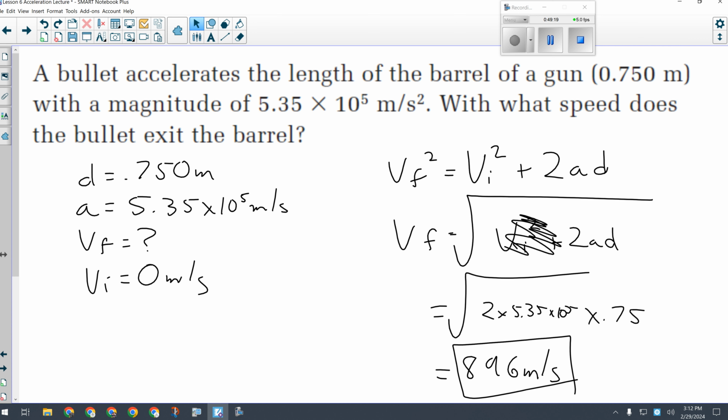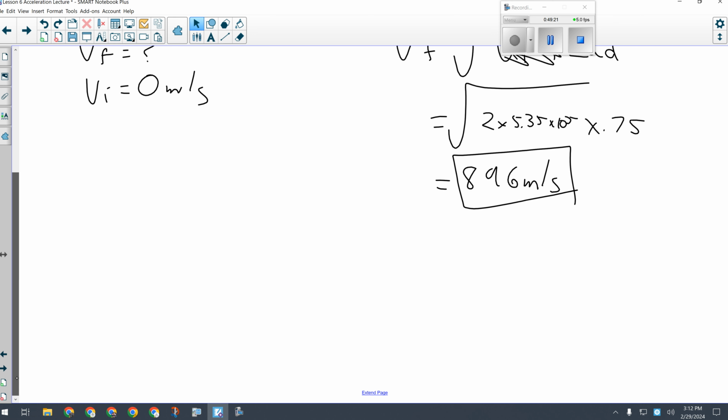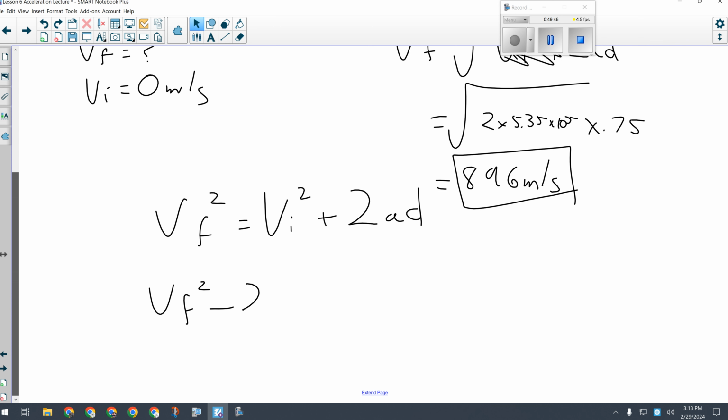All right, let's look at, real quick here while we still got time, some manipulations of that formula. Okay, if I want to solve for VI, what do I move? The 2AD. Right, by doing what? By subtracting. So I'll have VF squared minus 2AD equals VI squared, but then I would square root, okay? And I would have that. That's the manipulation for VI.